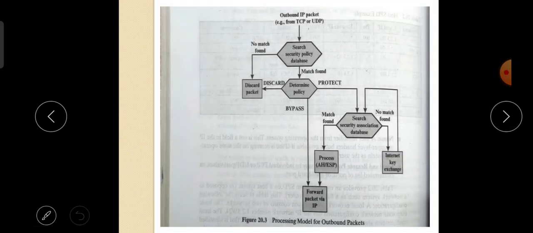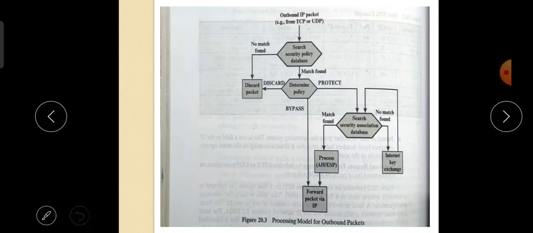The first step is that IP security searches the SPD for a match to this packet. That is, search the security policy database. The second step is, if no match is found, then the packet is discarded and an error message is generated. That is, if there is no match found, then discard the packet.